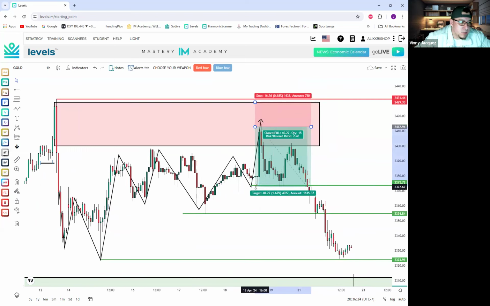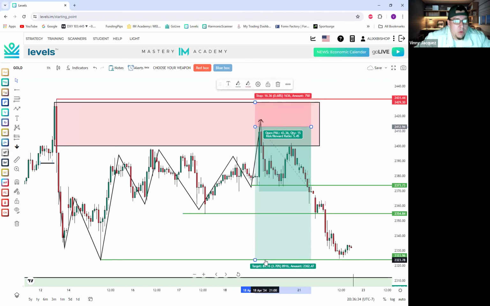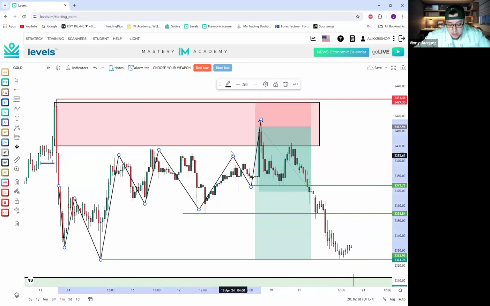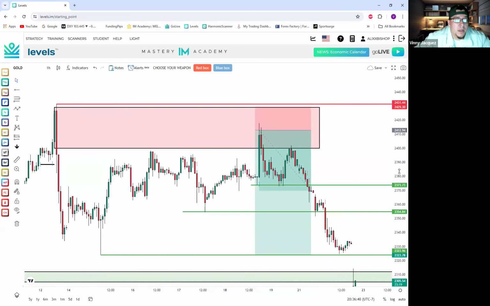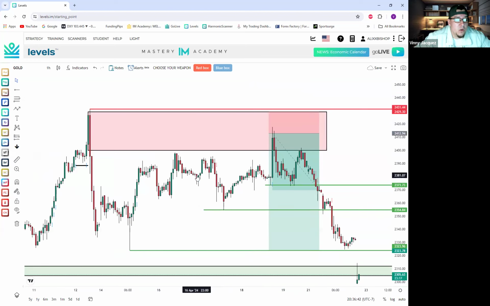TP1 was 1 to 2.5 risk to reward. TP2 was a 1 to 3.5, and then TP3 was a 1 to 5.5, pretty much. So guys, fire, in my opinion. Does this make sense, guys? Give me a 1 if this makes sense, and give me a question mark if you're lost.